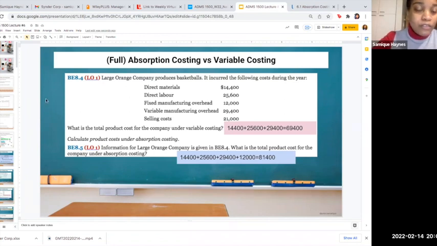If it's 81,400 and we produced 10,000 units, what is our product cost per unit under absorption costing or full costing? When I say cost per unit, I mean how much is for one of the goods that I made? All of the goods I made and finished making cost 81,400. How much is for one if I made 10,000 of them? $8.14. Everybody understands that, right? Pretty straightforward, that part.